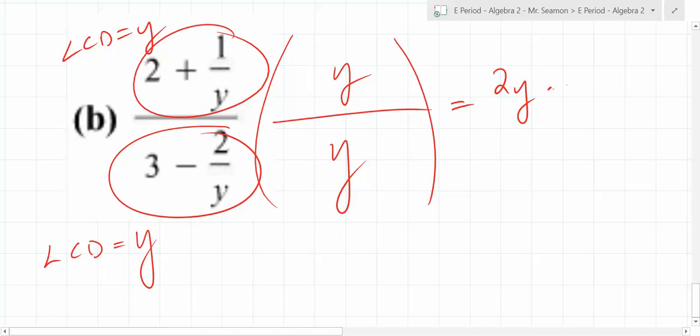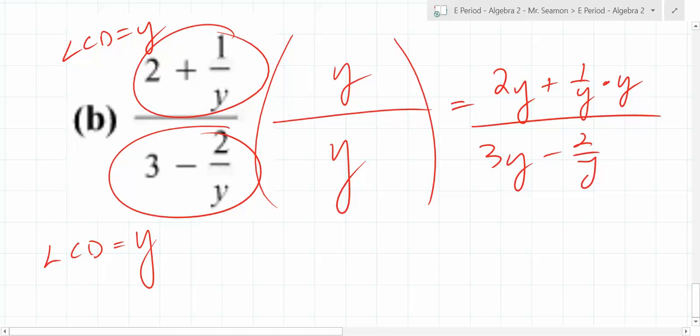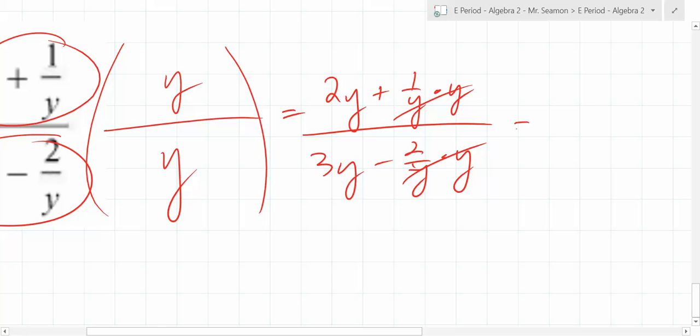2y times, or plus, sorry, plus what? 1 over y. 1 over y times y, which is what, Mar? 1. So you have 2 over y times y. What cancels here? Oh, those cancel. What are you left with? 2y plus 1 over what? Over 3y minus 1.